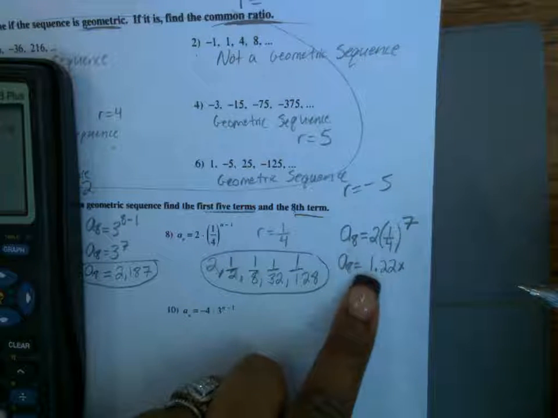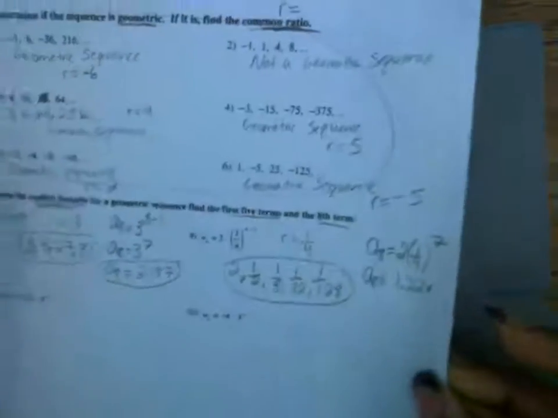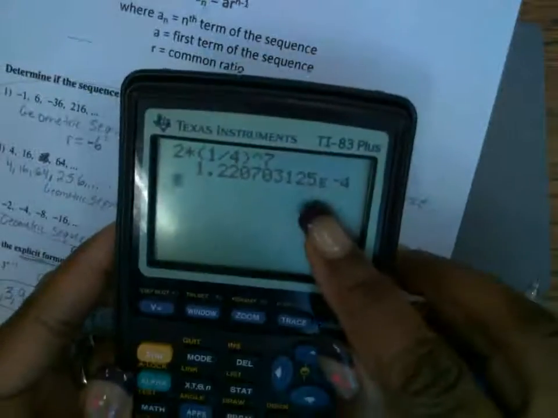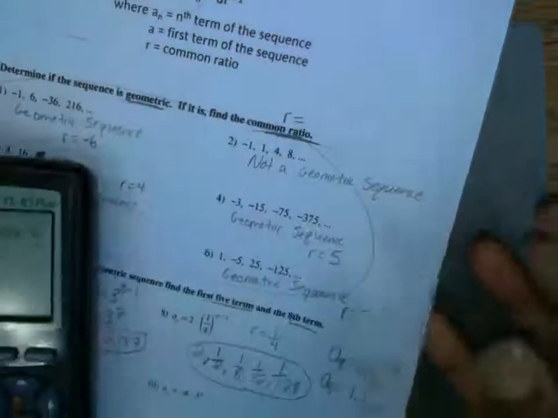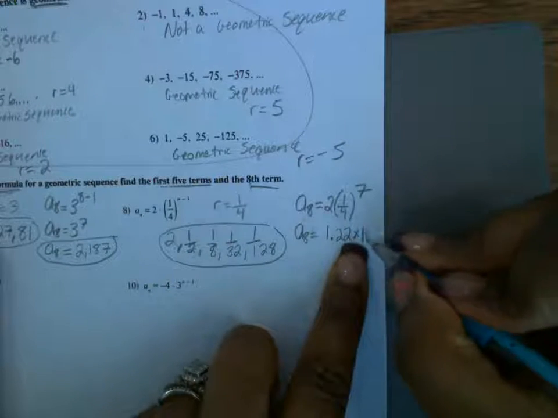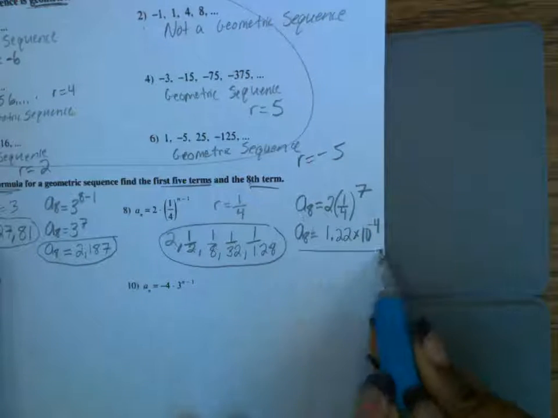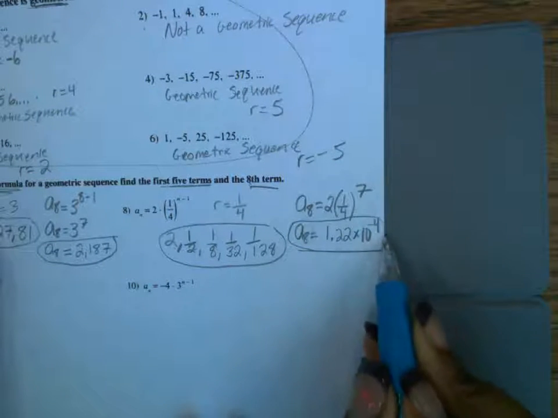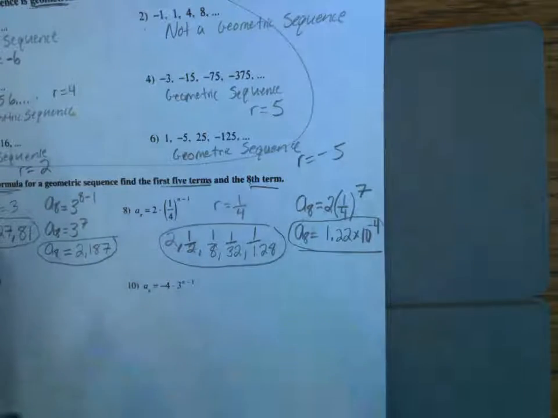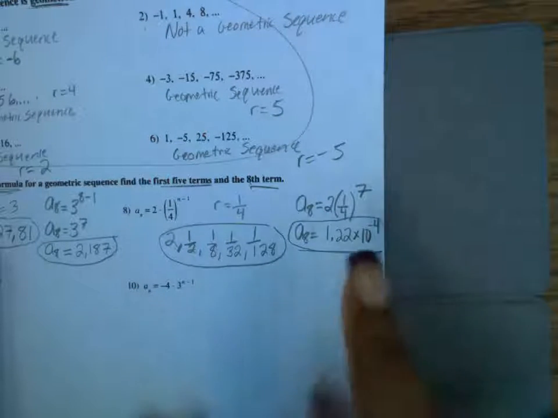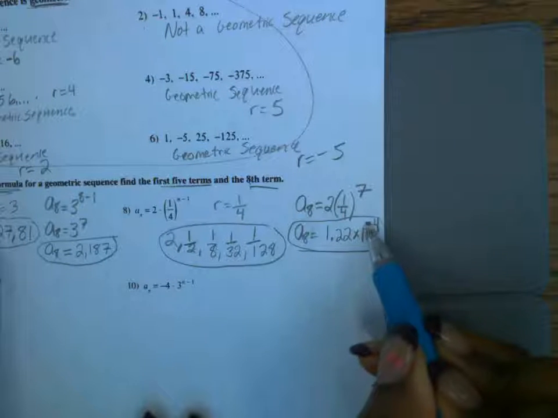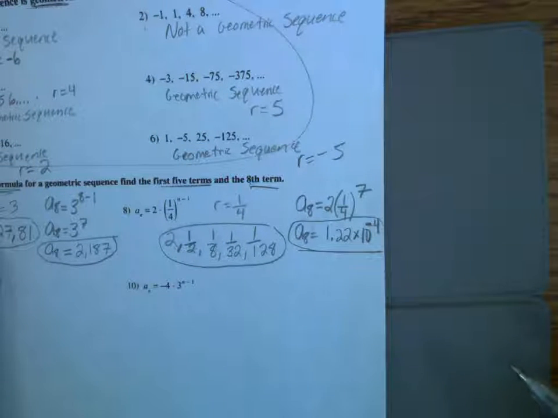So you write 1.22. I'm just going to put 2 places behind the decimal. And to the E, you see where it says E? E is the same as saying times 10. So we're going to put times 10. And the number after E is the exponent. Okay, so this number is written in scientific notation. They use scientific notation for extremely small numbers that can't fit on the calculator, or extremely large numbers that they just can't fit in the calculator. This is an extremely small number because it's a negative exponent.